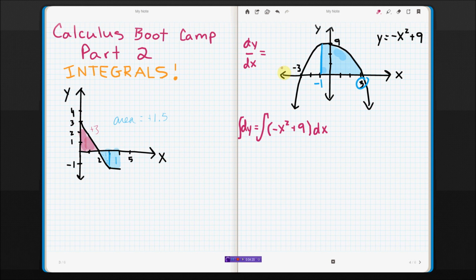I'm saying that I multiplied both sides by dx, put it over there. So I get dy equals that stuff dx, and then I put an integral sign on both sides.